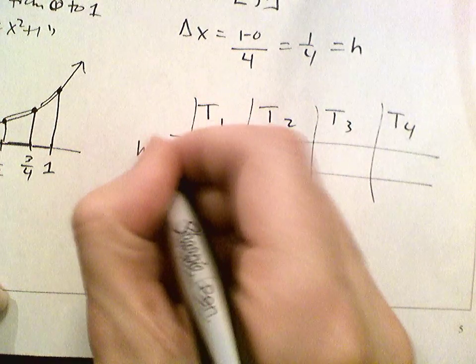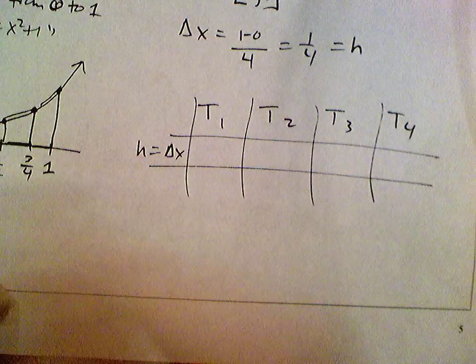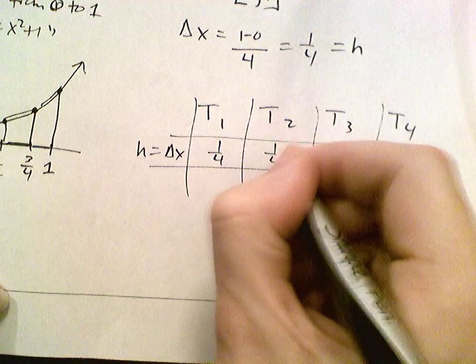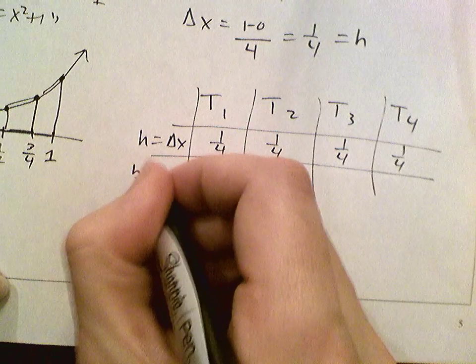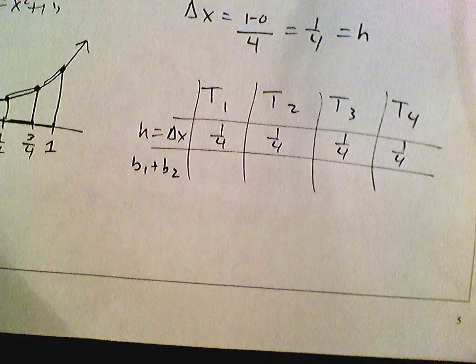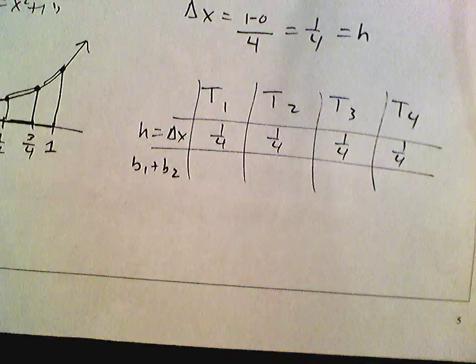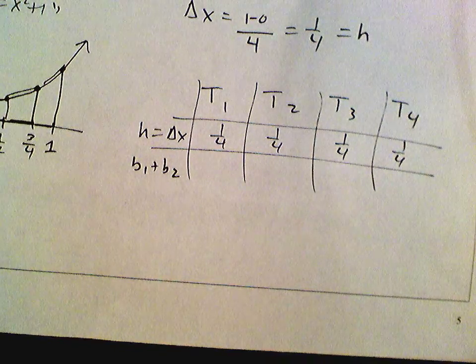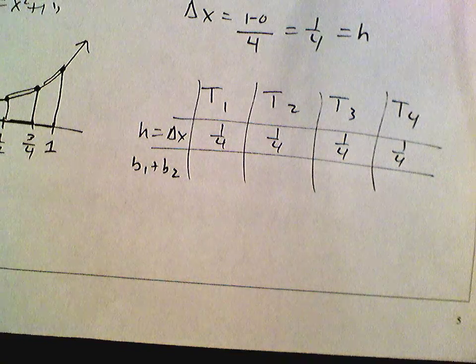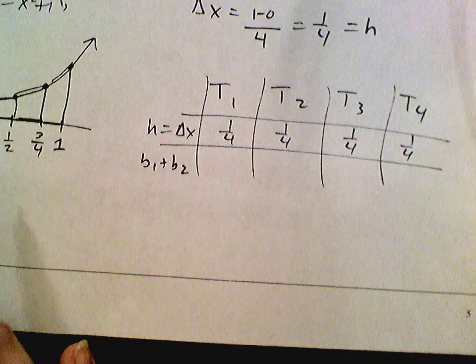Okay, so the height is delta x, and that's a fourth all the way down. And then we need base 1 plus base 2, and then we'll just do 1/2 times the height times the base 1s plus base 2s added up. Okay, so I already figured them out in my calculator. So let's do this for your notes, okay?